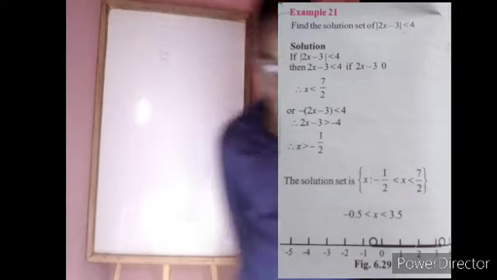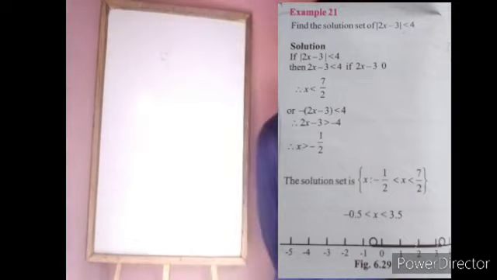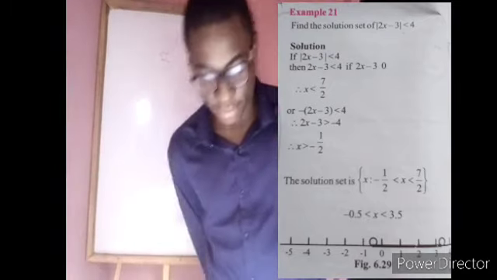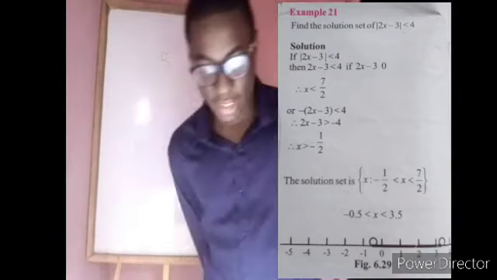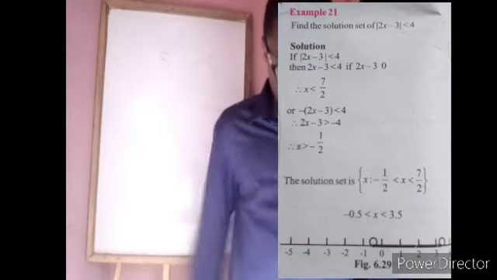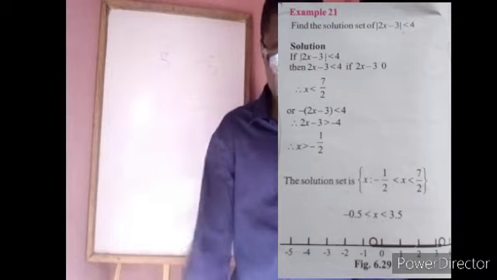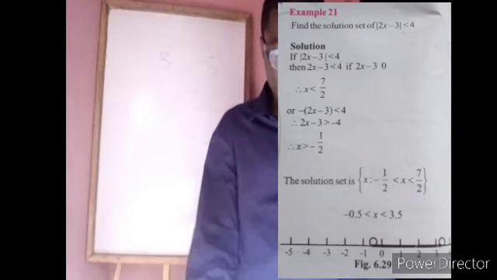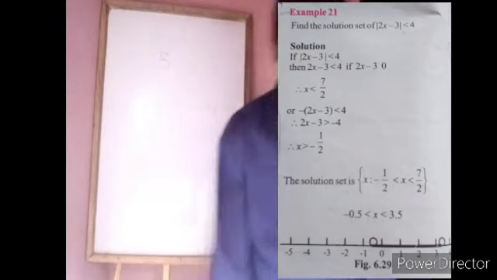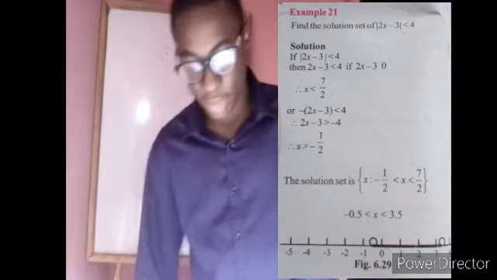So in this case, 2x minus 3 is less than 4, and then x is less than 7 over 2, or we can say minus (2x minus 3) is less than 4. At the end of the day, we are taking the negative value of that absolute value. When we solve both of them, we have x is less than 7 over 2, or x is greater than minus 1 over 2. Those two values, when you plot them on a number line, give you your answer.